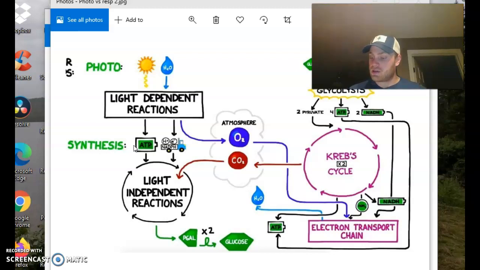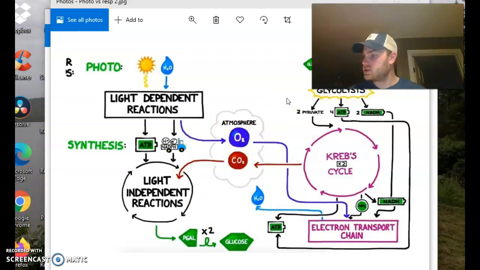And the basic formula for photosynthesis is sunlight plus some ATP plus carbon dioxide and some water equals glucose here, and your oxygen as a waste product. We'll go over the formulas a little bit better here in a second.